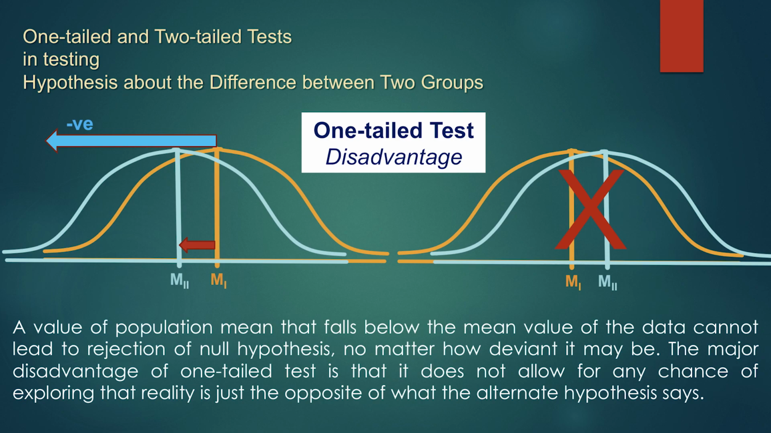The major disadvantage of the one-tail test is that it does not allow for any chance of exploring that reality is just the opposite of what the alternate hypothesis says. In Pooja's case, it would not be discovered if the use of a smart board in teaching hampers the creativity of students. You may ask me, then why do we use a one-tail test if it limits the chances of exploration?